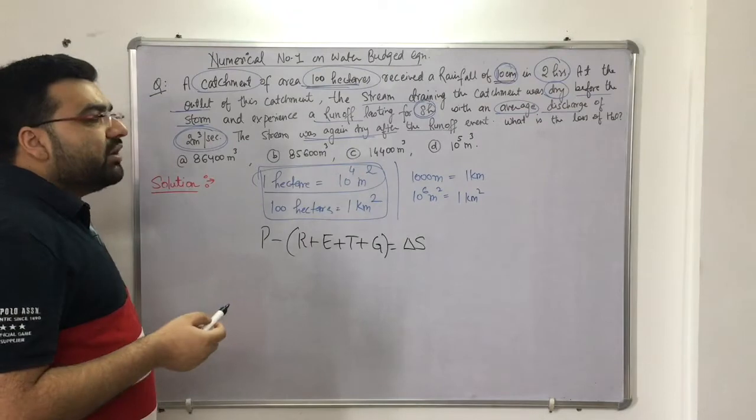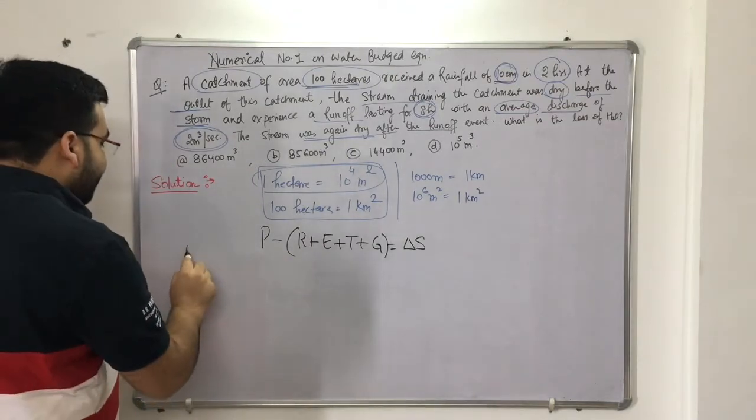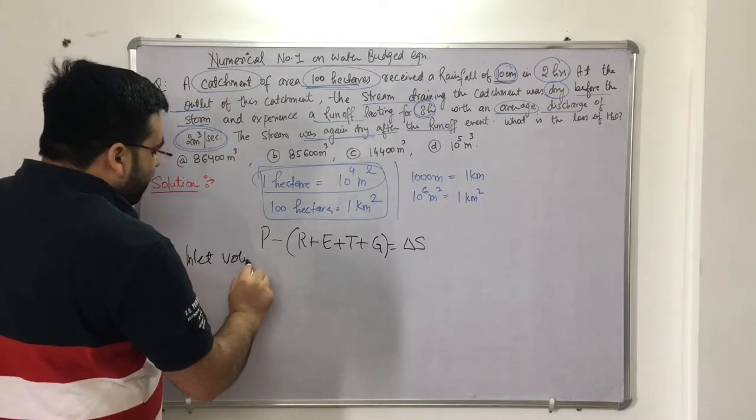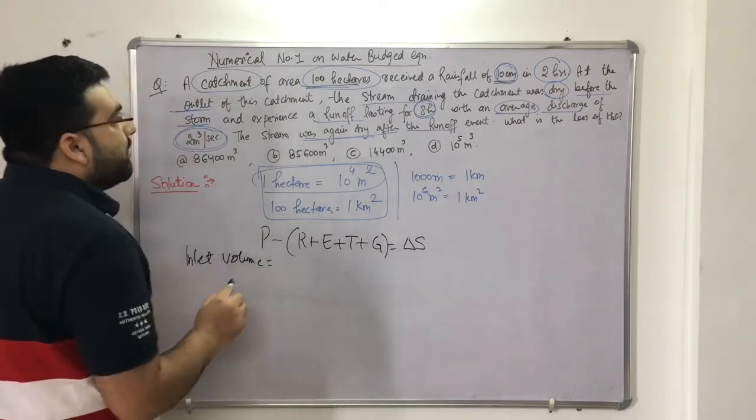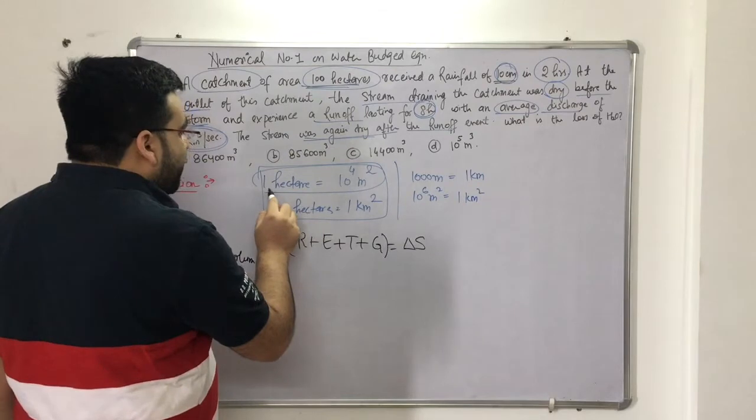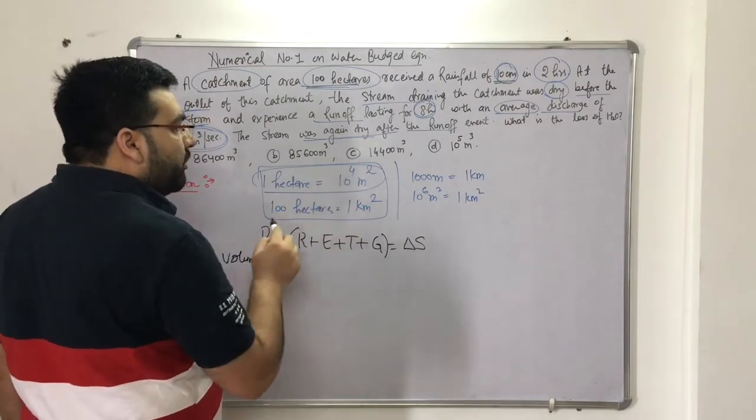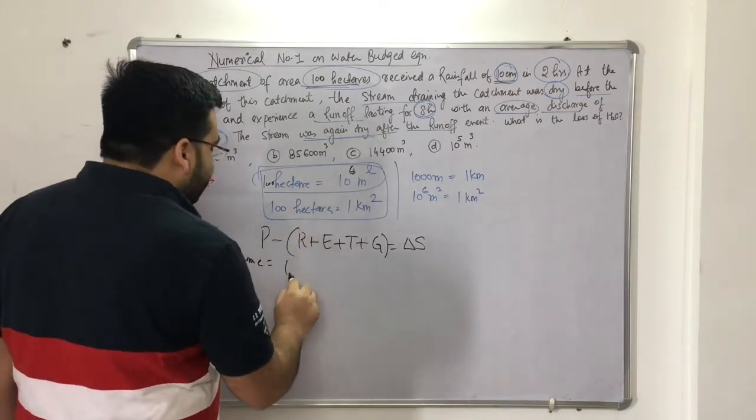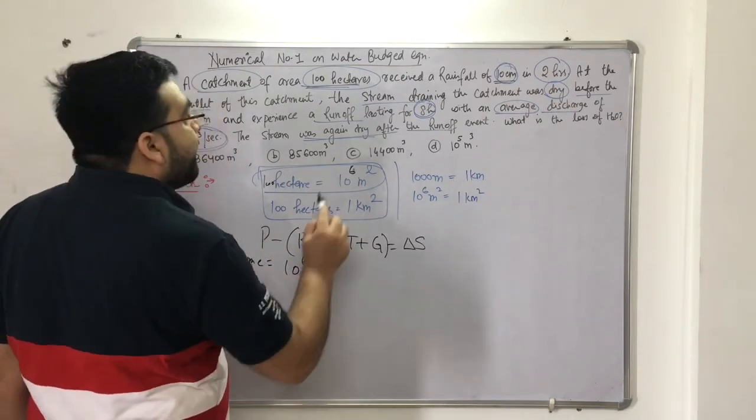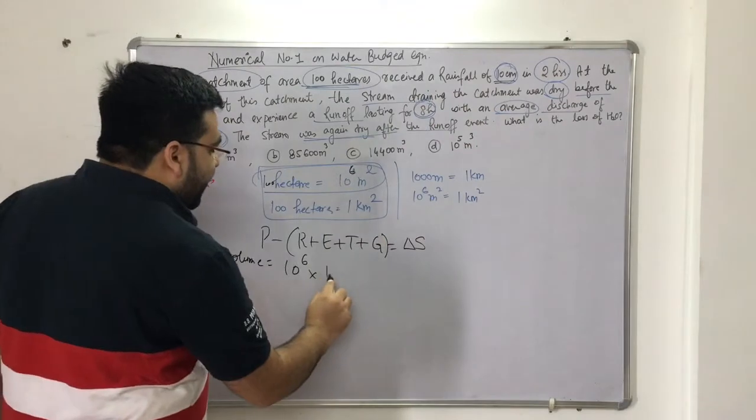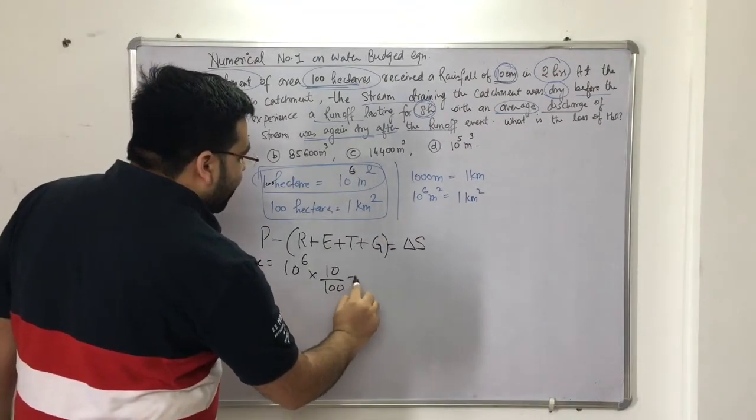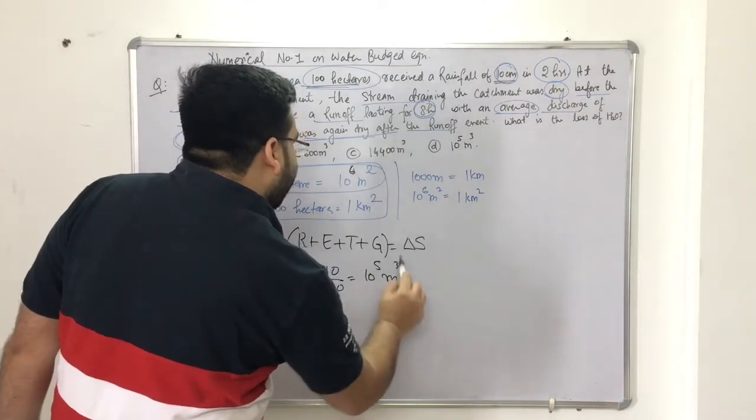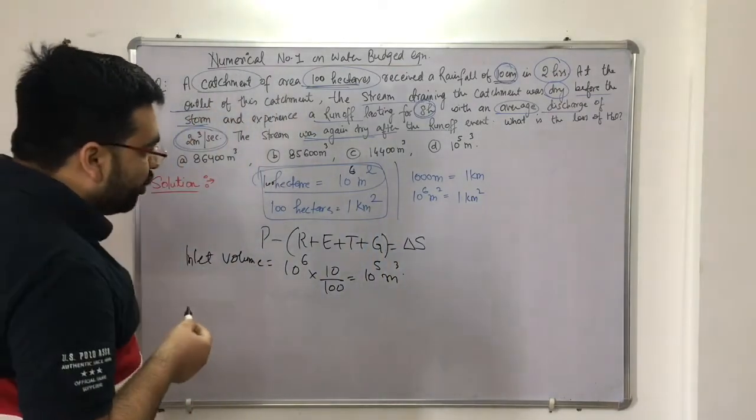Let me first calculate the volume. The inlet or inflow volume will be equal to 100 hectares. I know that 1 hectare is 10 raised to power 4 meter square, so 100 hectares will be equal to 10 raised to power 6 meter square. So 10 raised to power 6 meter square into 10 centimeter; let me convert it in meter. It will be equal to 10 raised to the power 5 meter cube is the inlet.